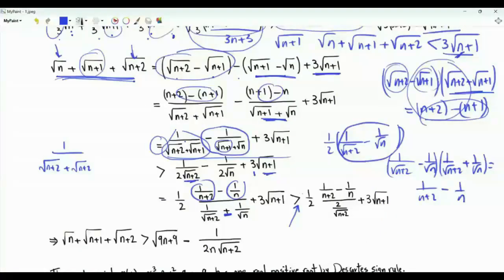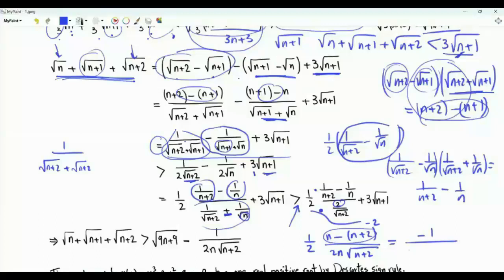We can further lower bound by decreasing the denominator as the numerator is negative. This is achieved by increasing this n to n plus 2. This term here is 1/2. Multiply the numerator and denominator by n times n plus 2. In the numerator, we get n minus (n plus 2). In the denominator, we have 2 times n times (n plus 2) divided by the square root of n plus 2. We have minus 2 upstairs, and so this is equal to minus 1 divided by 2n times the square root of n plus 2. This term here.